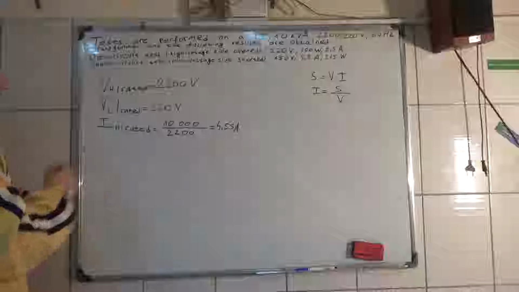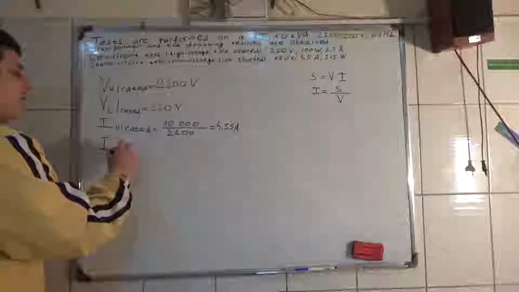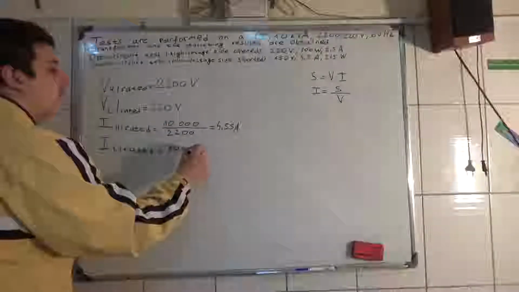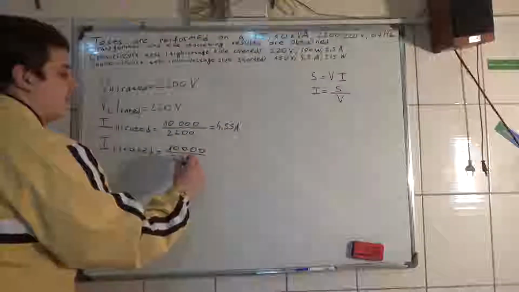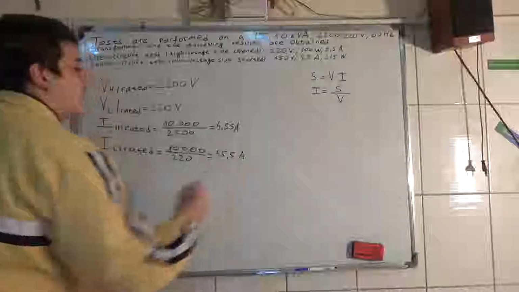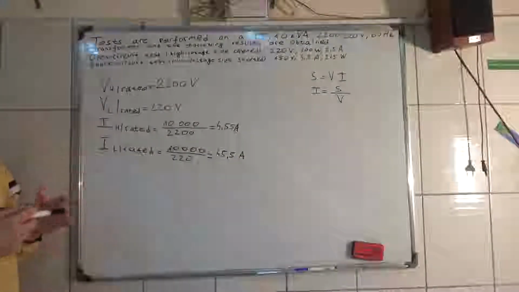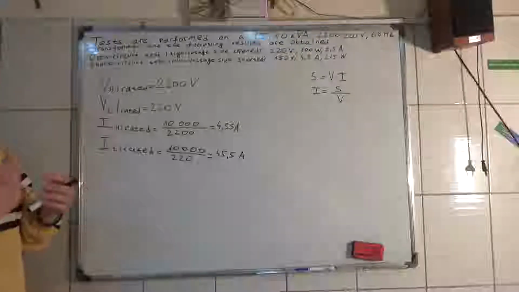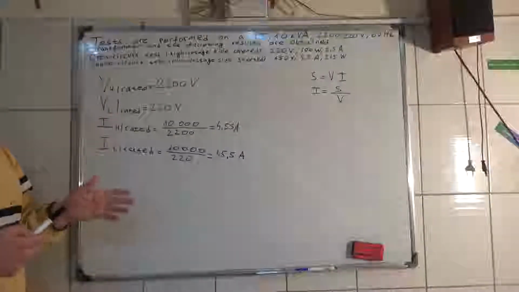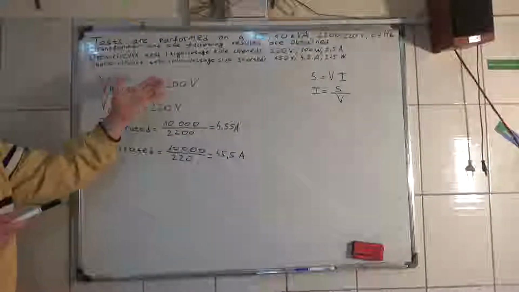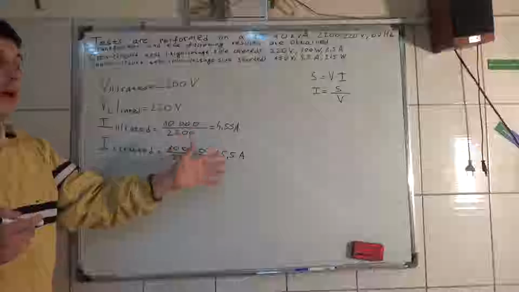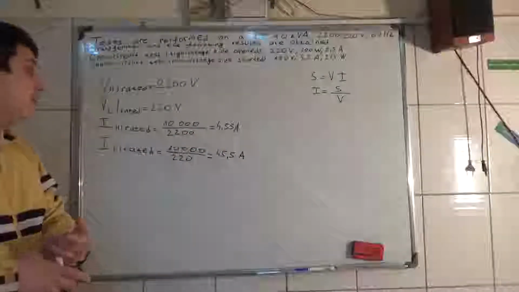And the rated current for the low voltage side is 10,000 divided by 220, and that is 45.5 amperes. So these are the rated values of the transformer. The transformer is going to work properly with these values. You don't want to give it a higher value of the voltage. You don't want to have higher values of the current, because it's going to burn the transformer.